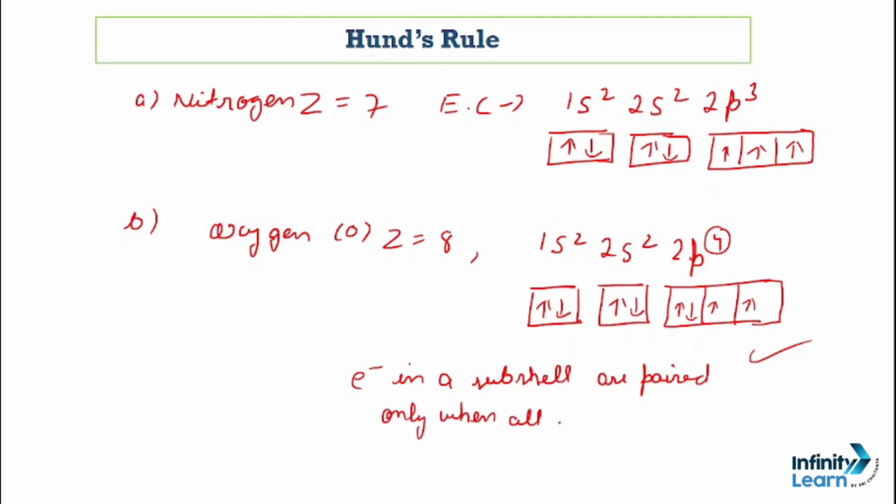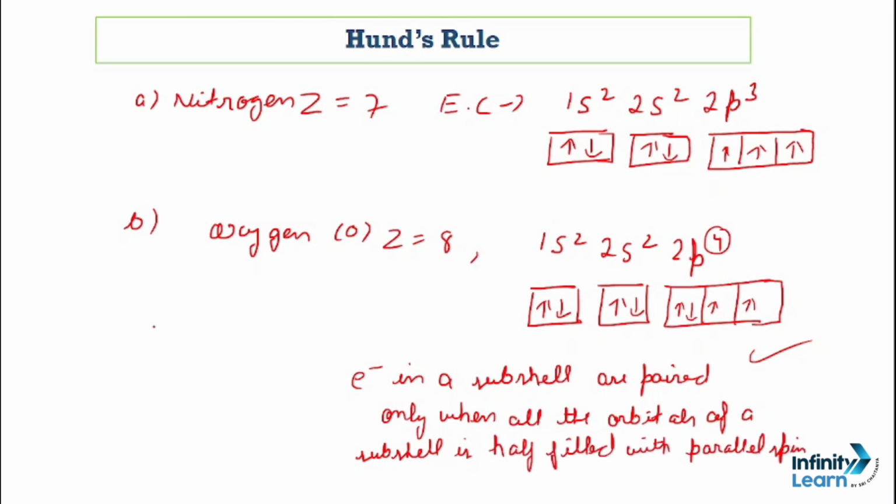only when all the orbitals of a subshell are half filled with parallel spin. What is parallel spin? If the arrows are in the same direction, it is known as parallel spin, that we have done here. Okay, we haven't left any orbital alone. You can fill it even with the parallel spin, but you don't have to leave any orbital alone.